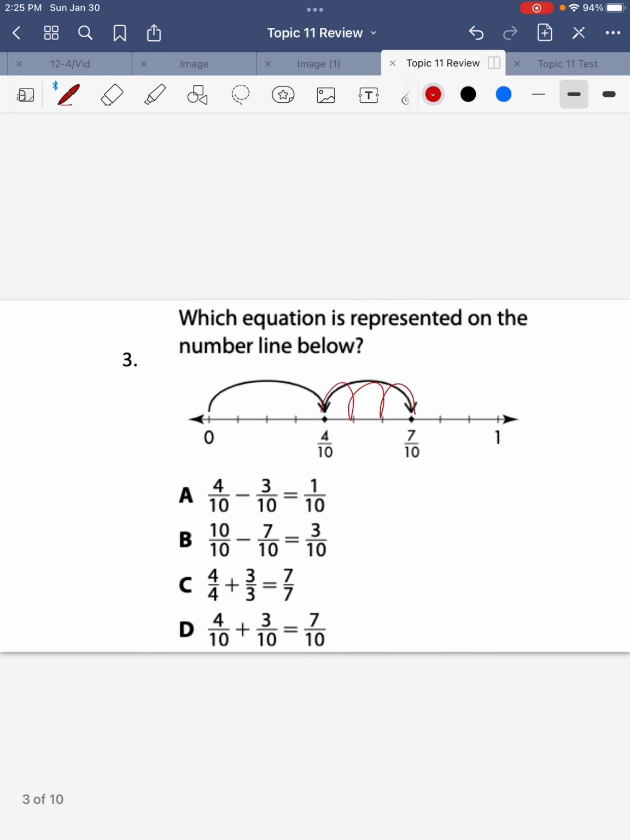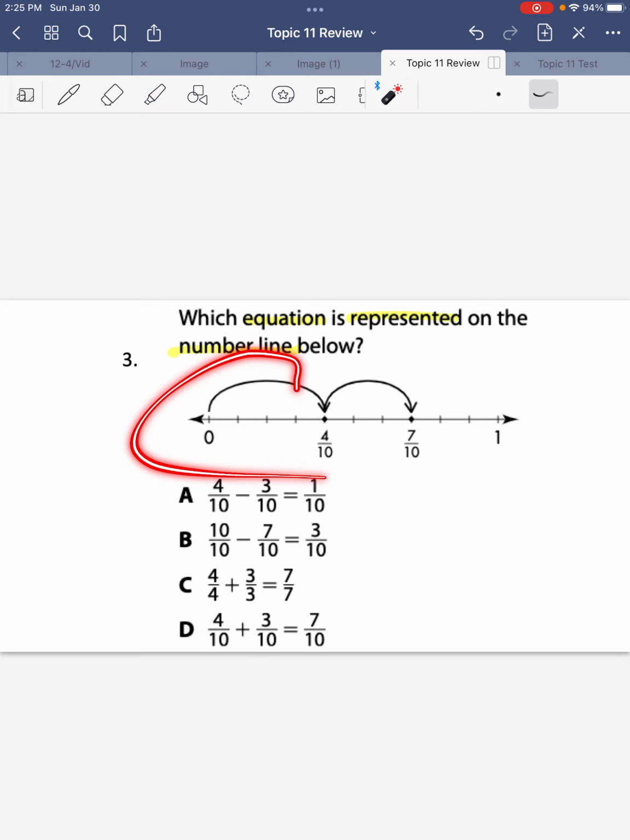Okay, number 3. Number 3 says, which equation is represented on the number line below? So I'm looking for an equation that is represented on the number line. Okay, here is my number line. So remember what I said. If your arrow is going right, you are adding.